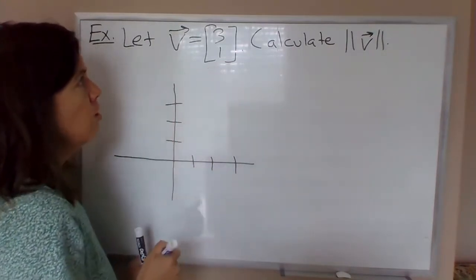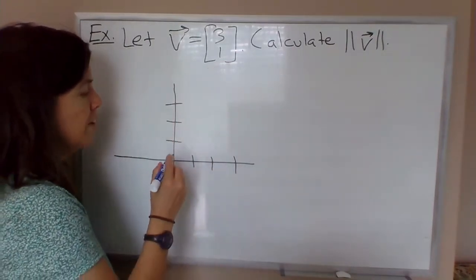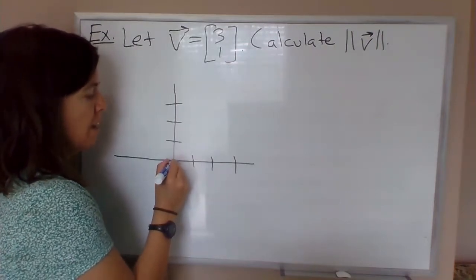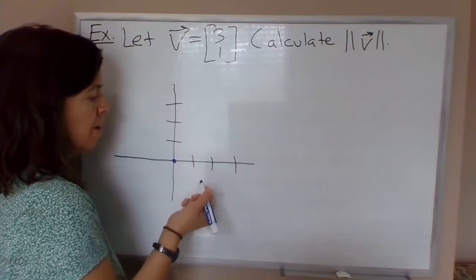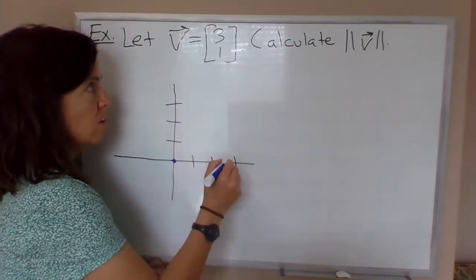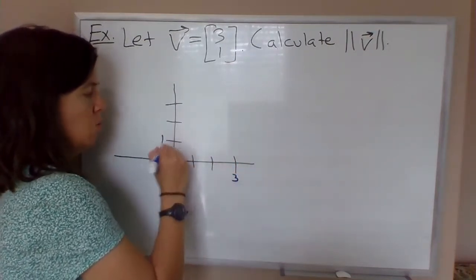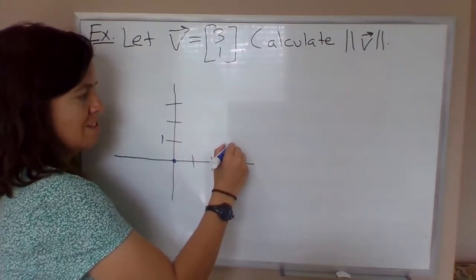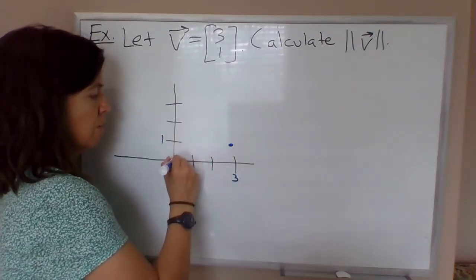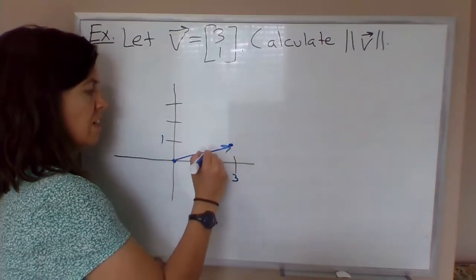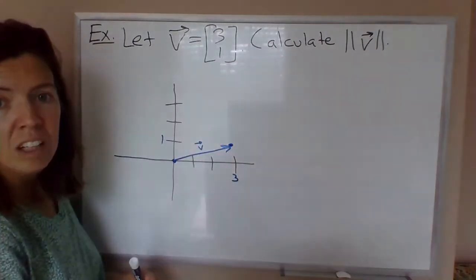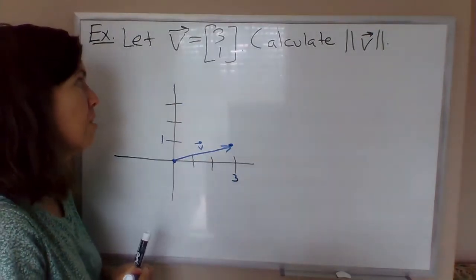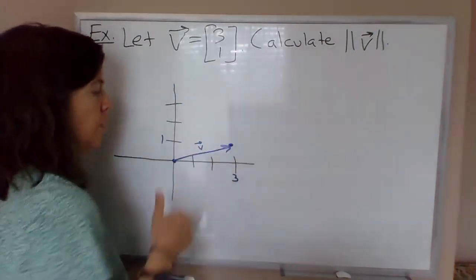So the vector 3, 1 here, I can represent that as a line segment or a ray going from the origin to the point 3, 1. So, this isn't going to be perfect, but there's the point 3, 1. So I could represent this vector v like that. And we want to find the length of that vector here.